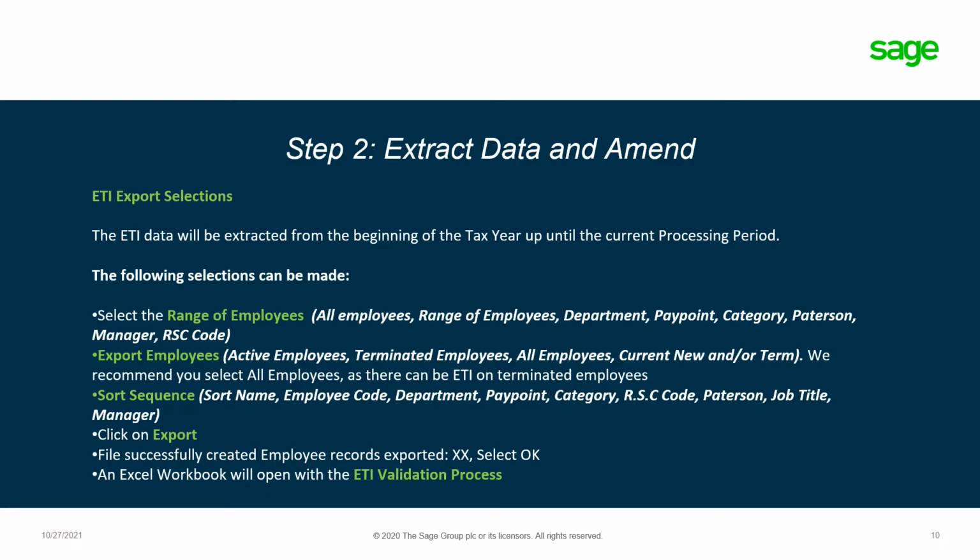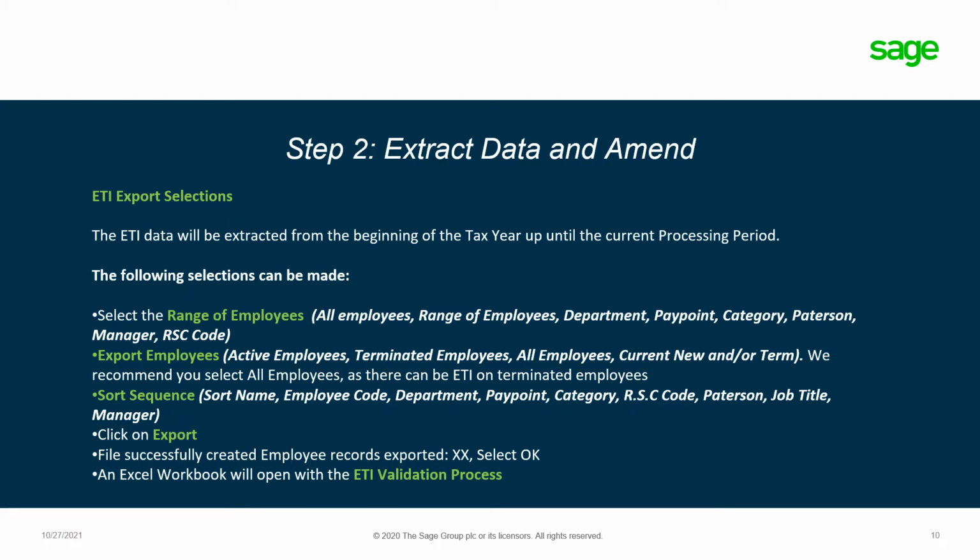Active employees, terminated employees, all employees, current, new, and terminated employees. We recommend that you select all employees as there can be ETI on terminated employees as well. You also have an option for sort sequence, sort according to name, employee code, department, pay point, category, RSC code, Patterson, job title, manager. Click on Export.